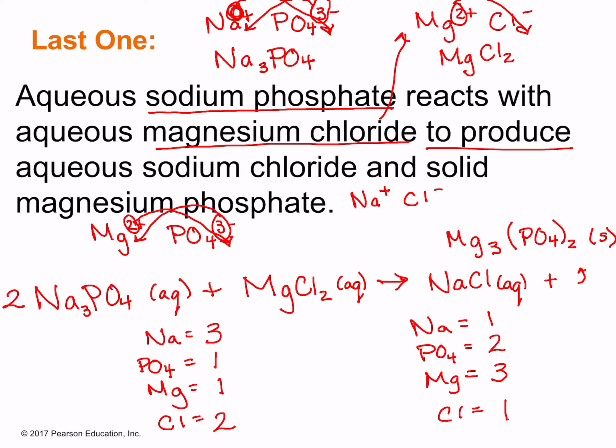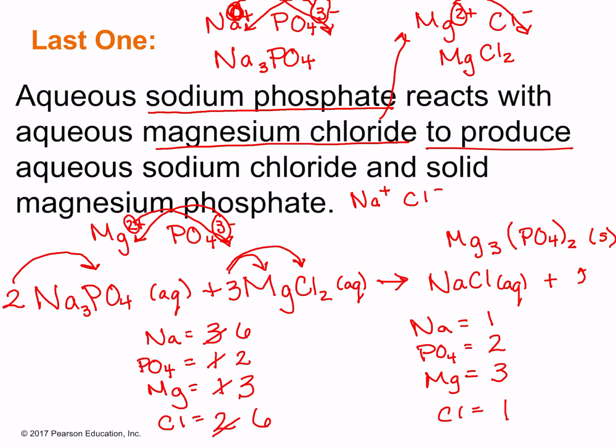When I put a 2 there, that tells me I have 2 phosphates, right? But it also changes my number of sodiums. I have 2 times 3 sodiums now, so now I have 6. So I balance my phosphates. We can go through, we can balance our magnesiums if we'd like. We have 3 magnesiums on the right, but only 1 on the left. So we're going to need to put a 3 out front of magnesium chloride. When I put a 3 there, that gives us 3 magnesiums, but now we have 3 times 2, that gives us 6 chlorines.